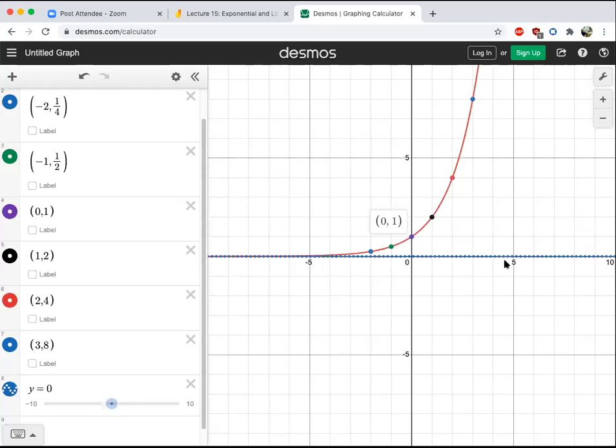Okay, so that's what an exponential function looks like. Now what we're going to do is we're going to graph our logarithmic function, which is probably something you haven't done yet, but we're going to do that together. All right, so I'm going to do a new share. Let me see if this works.